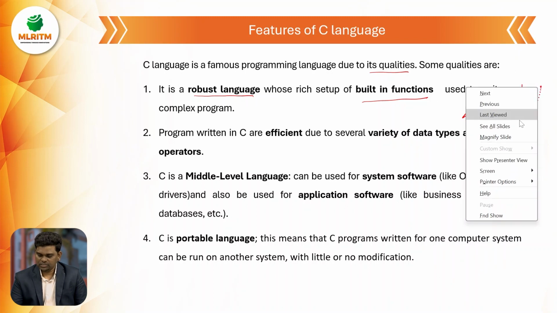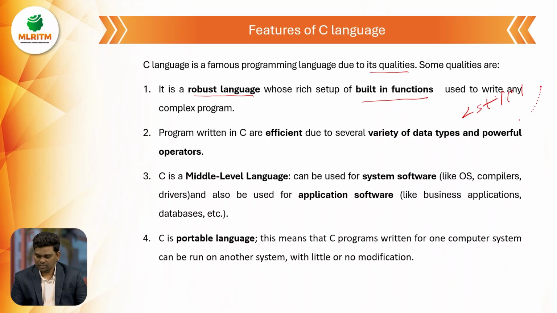stdio.h. It is one header file, right? It is one of the built-in libraries. Like that, we have a number of built-in library functions. We have mathematical library functions. We have console IO built-in functions. Like that, we have a list of built-in functions. They are simply ready-made, so C language is a robust language.